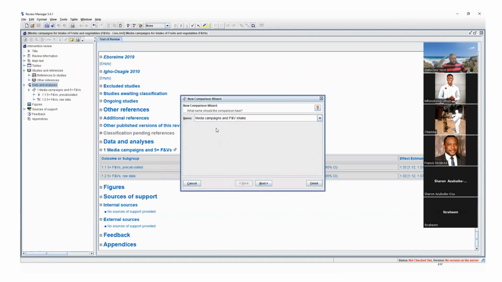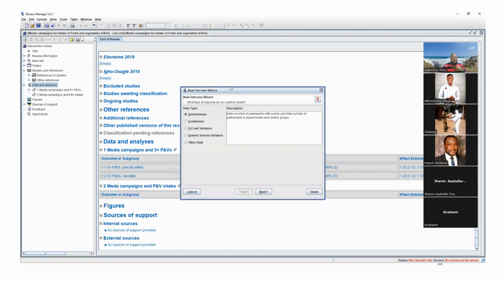This is not dichotomous where we're saying greater than 5 plus, so fruit and vegetable intake. You click next. Here it says, what do you want to do? You add an outcome under the new comparison, and then you click continue. This is an important point to pay attention to, because it changes the prompts going forward. Dichotomous is the one we looked at last week, but in this case we're interested in continuous. But because you're using pre-calculated data, you will go back to the generic inverse variance.